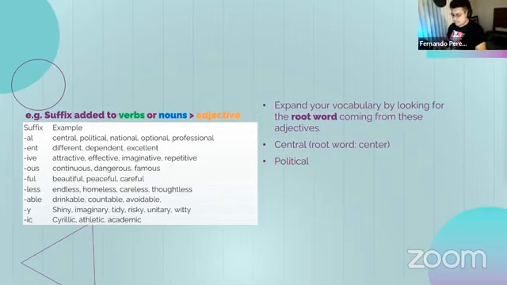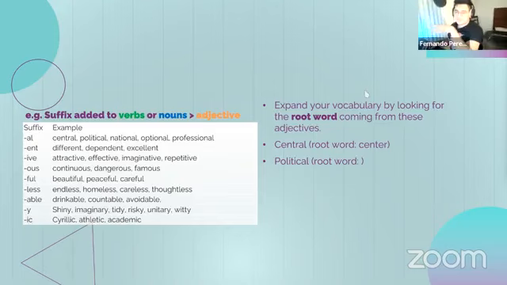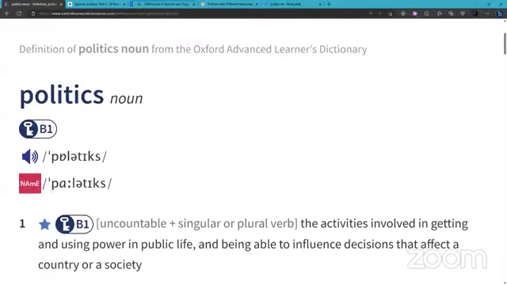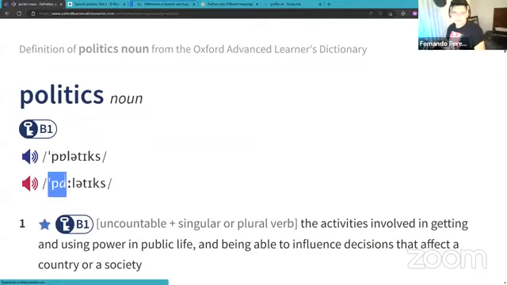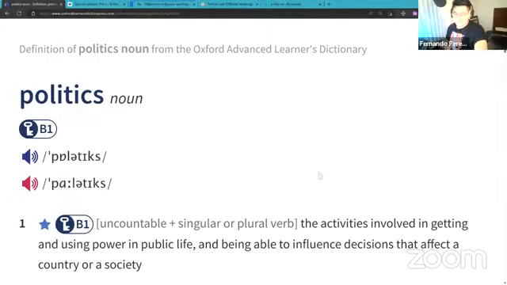If we take the word political, which is an adjective, what's the root word? Politic. Close, close. Something interesting about the word politics is that it's always in plural. Politics, the stress is in the first syllable. Politics. Right?